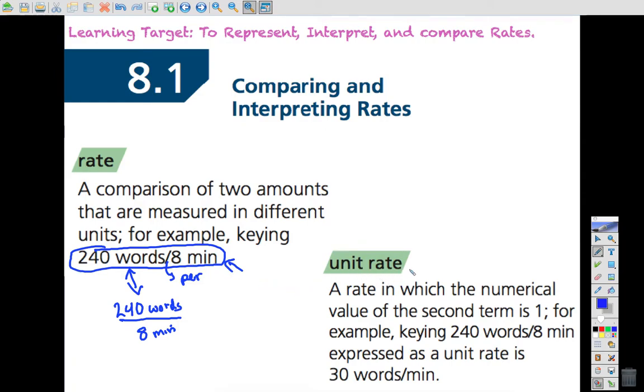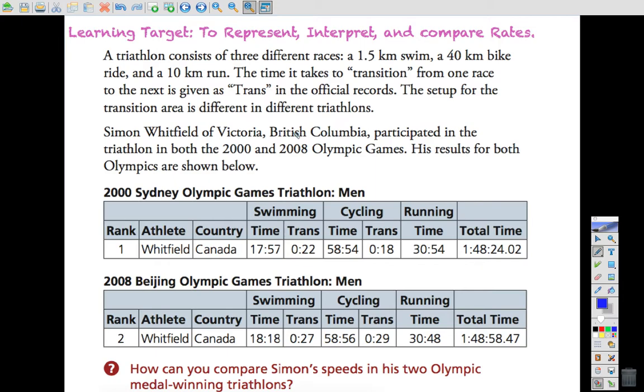Now, a unit rate is a rate in which the numerical value of the second term is 1. For example, keying 240 words per 8 minutes could be expressed as a unit rate of 30 words per minute, and that's where we would have the 30 words over 1 minute. It's just the idea that your denominator is 1, so when you do your division out, you're not changing your numerator. So essentially, by getting a denominator of 1, you have a unit rate, and that often makes it really easy to compare things. So let's jump right in and compare something.